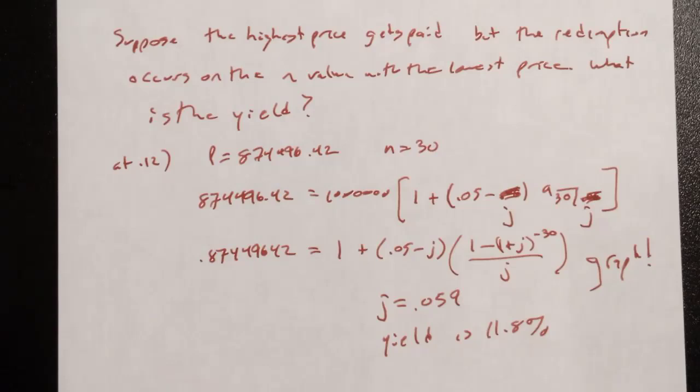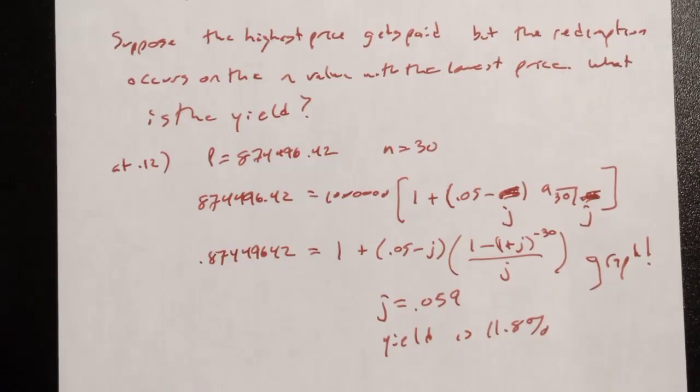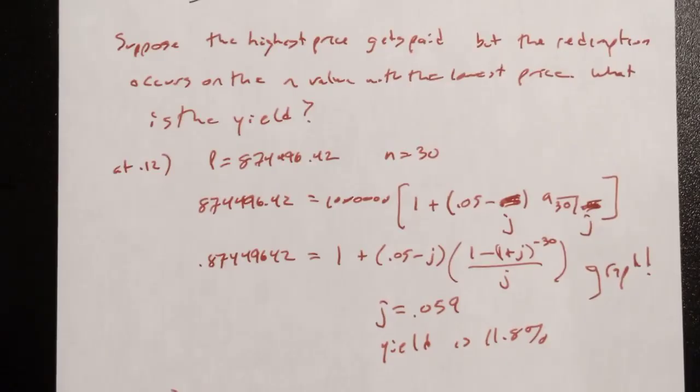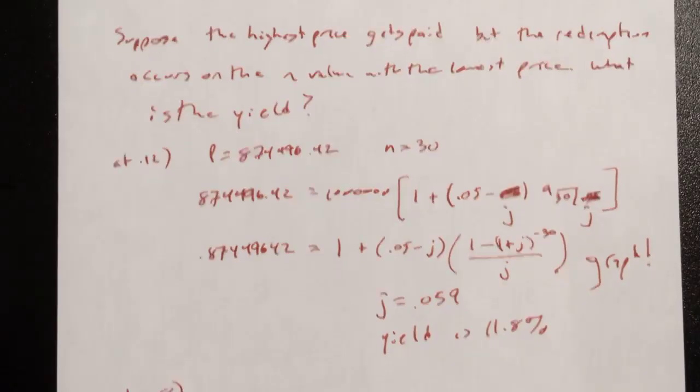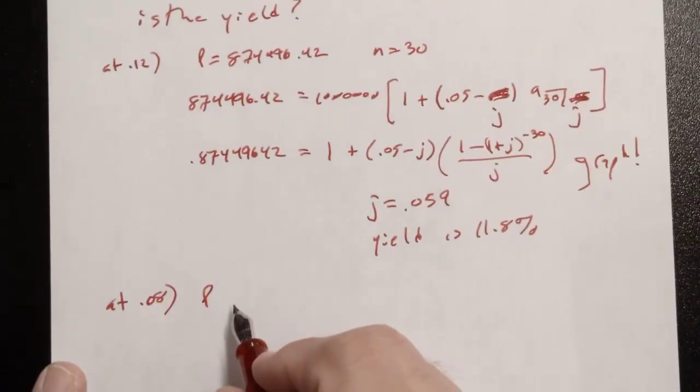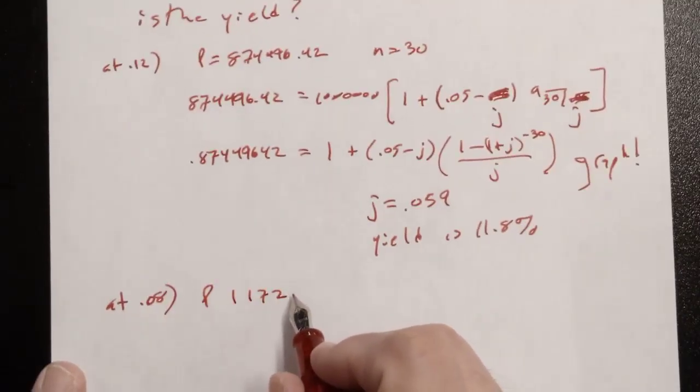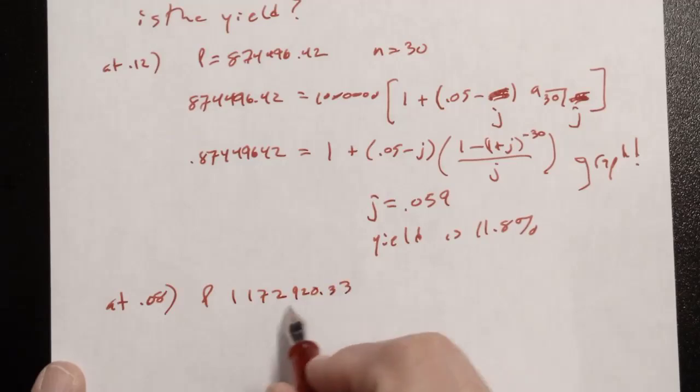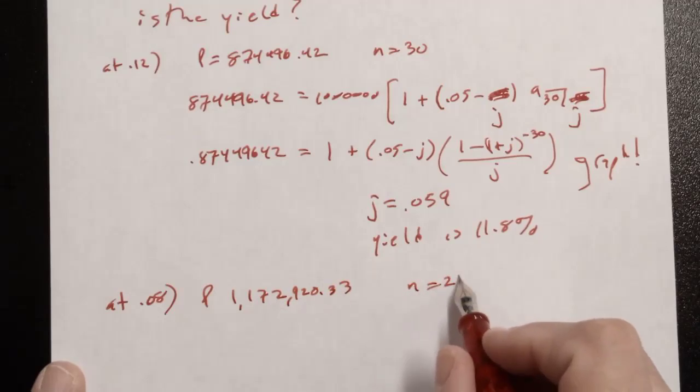What if I'm doing the bond at a premium, at the 8% rate? .08. Well, now I go back to the Excel sheet and I notice that the highest price is at this time, but I would redeem at the lowest price N, which is 24. So I have a price of 1,172,920.33, and I redeem at 24.